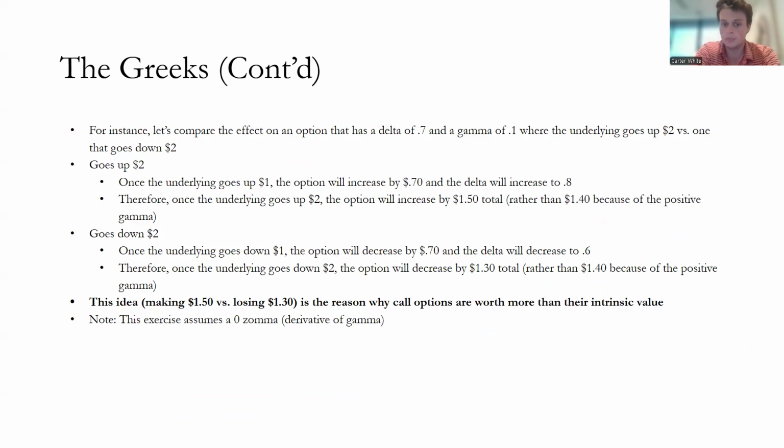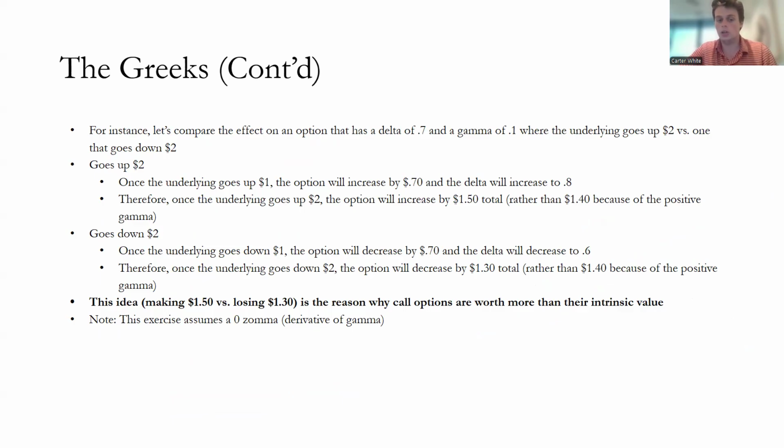If it goes up 2, the first dollar, the option is going to increase by 70 cents. And then the delta will increase to 0.8. And then if it goes up another dollar, now the delta is 0.8. So the option total will have increased by $1.50.